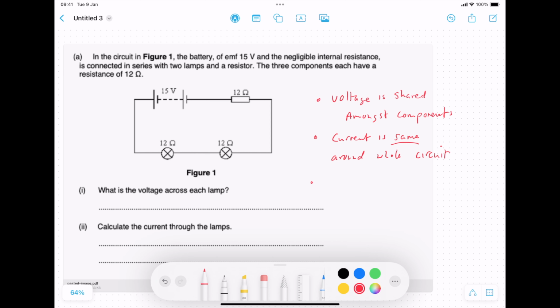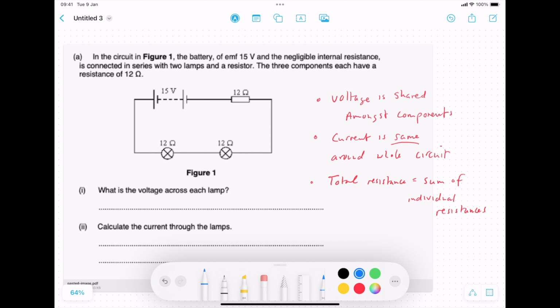And the third point is that the total resistance in the circuit is equal to the sum of the individual resistances. So you simply add up the resistances of each component. Looking at this circuit, we have three 12 ohm resistors, so the total resistance in this case would be 36.